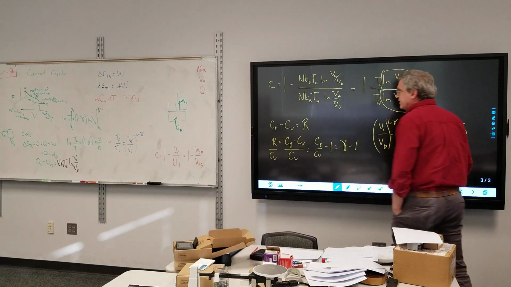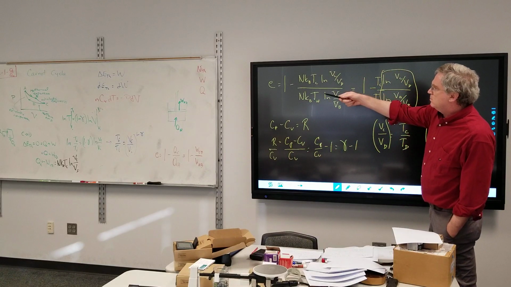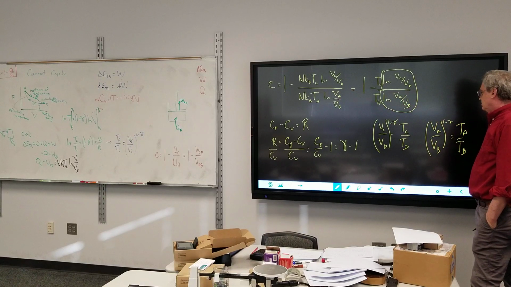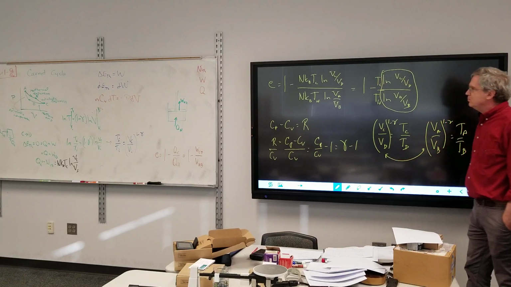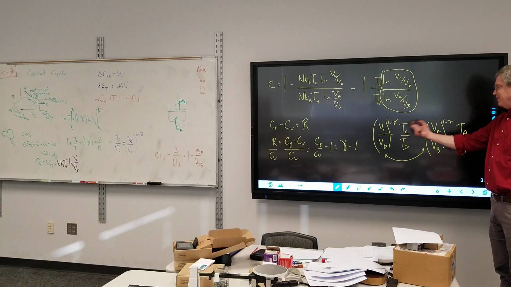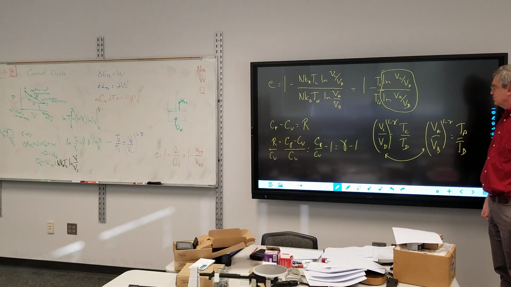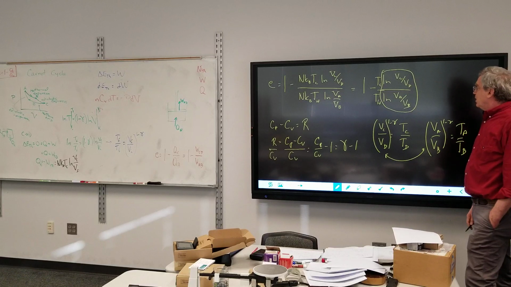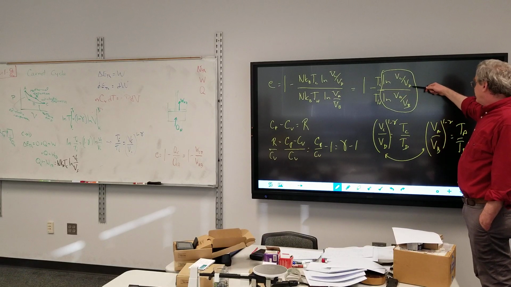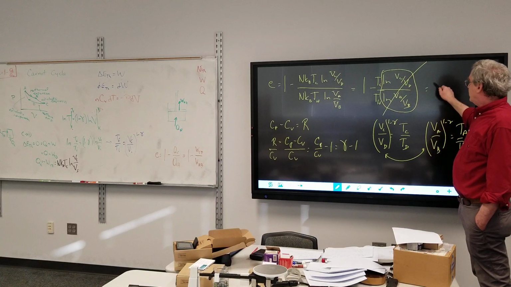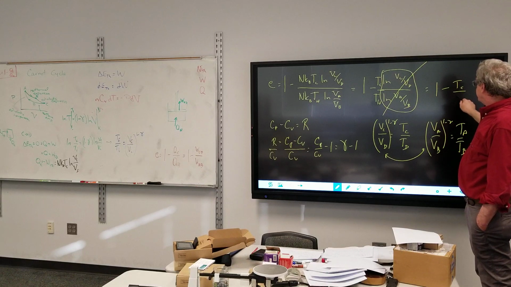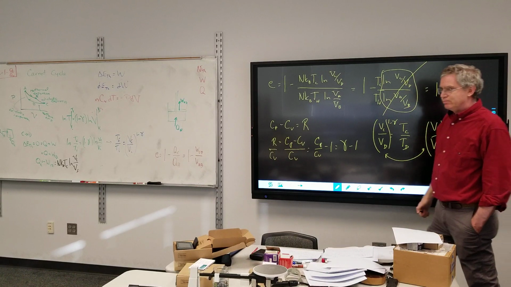And the temperature at D and C are the same. So in essence, these are equal to each other. So Vc over Vd is equal to Va over Vb. This whole term here is 1, and what we're left with is 1 minus the cold temperature over the hot temperature. Is the efficiency.